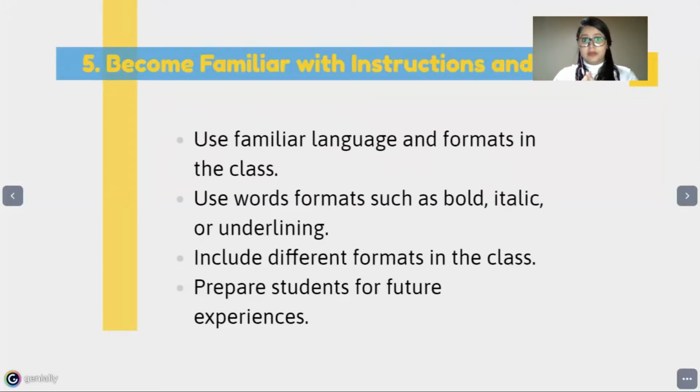Another important way in which teachers can do this is through using word formats such as bolding or italic or underline on specific parts, those parts that are more important for students, and those parts that they have to pay close attention to. And something important here also is that teachers prepare students for the future.